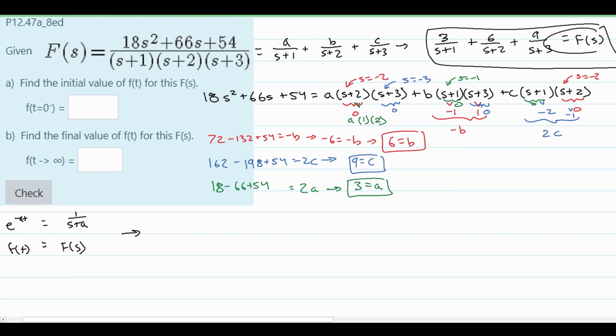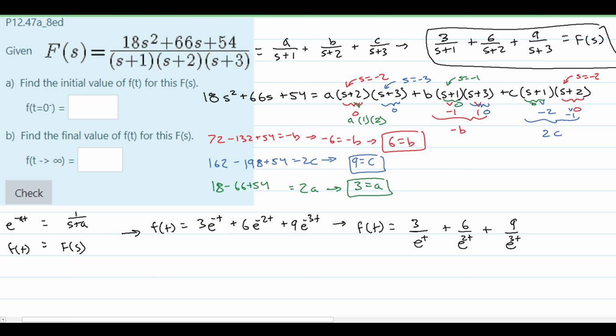To convert our f of s that we have up here to our f of t, we are first going to set f of t equal to a 3 times an e negative t plus a 6 times an e negative 2t plus a 9 times an e to the negative 3t. And we're going to rewrite this because it's clearer to see it this way. We're going to have f of t is equal to 3 divided by e^t plus 6 divided by e^2t plus 9 divided by e^3t. So that is how our new equation is going to look.